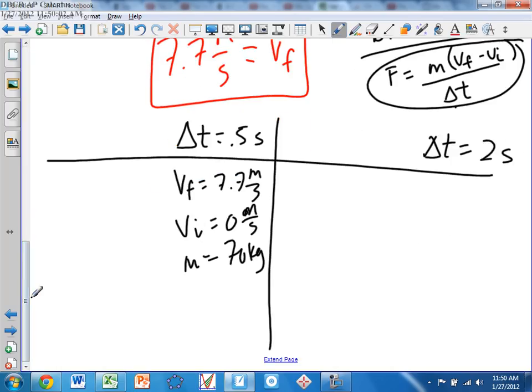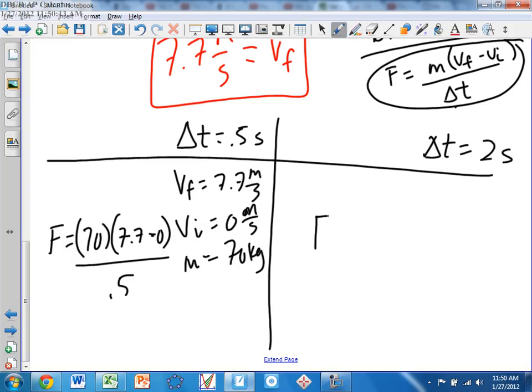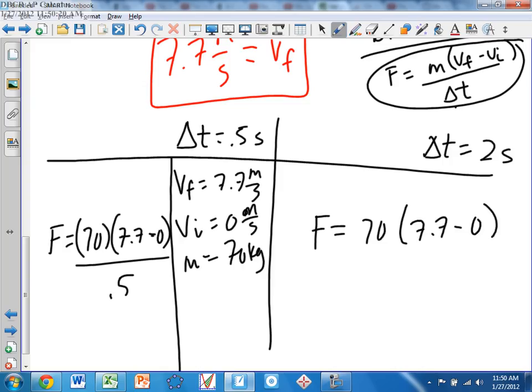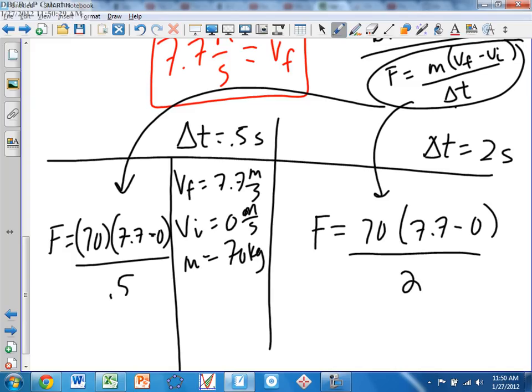Over here, we have F equals 70 times 7.7 minus 0, all over delta T, which is 0.5. Here we have F equals 70 times 7.7 minus 0, all over 2. Again, look at the only difference here. We're using the same formula for both equations. We are solving analytically so that we can change a parameter. What parameter is that? Time. Time is a parameter that is now changing.